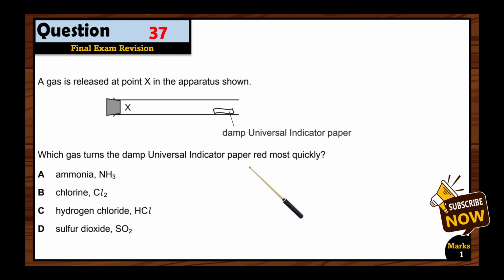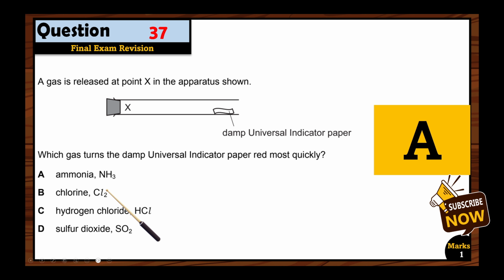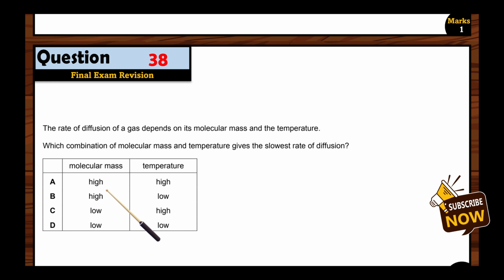Now let's see, a gas is released at point X in the apparatus shown here. Which gas turns the damp universal indicator paper red most quickly? So it means which can change the color of the litmus paper quickly? Only the gas which has the lowest molecular weight, right? So we have to calculate the molecular weight of all these, and we will see that ammonia has the lowest molecular weight compared to chlorine, HCl, and sulfur dioxide. So it will change the color of the red paper quickly compared to other gases, okay?